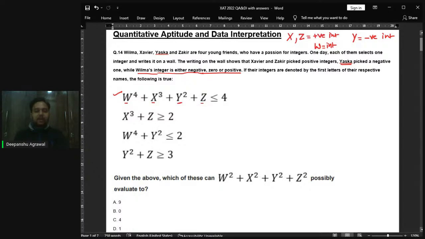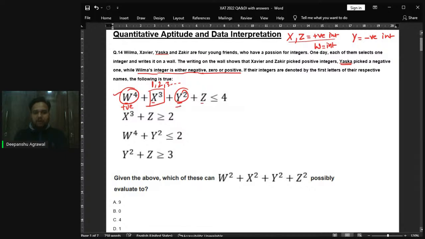Okay. Now look at one of the terms, X cube. X is a positive integer, as we have just seen, right? So the minimum value of X would be 1. The value of X can be 1, 2, 3, and so on, right? But as we can see, this can't be negative. W to the power 4 will always be positive, right?